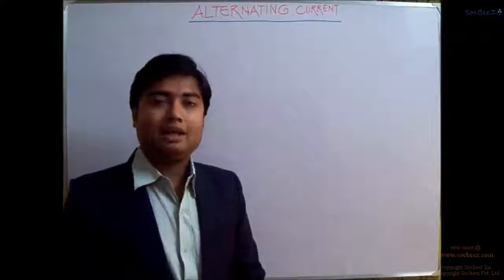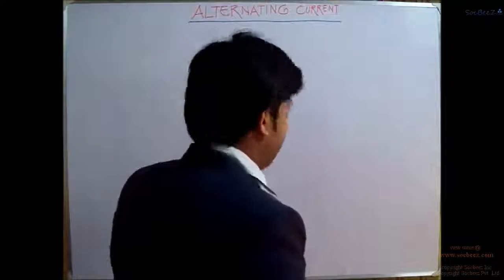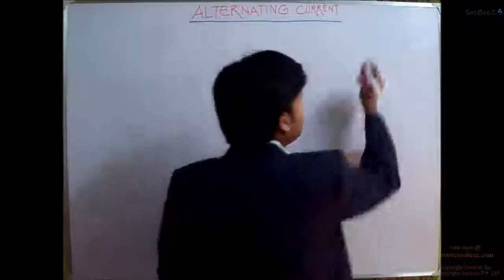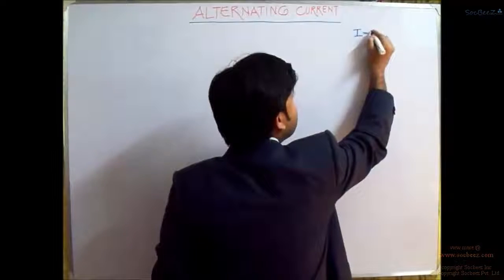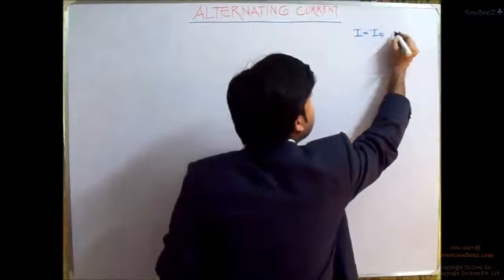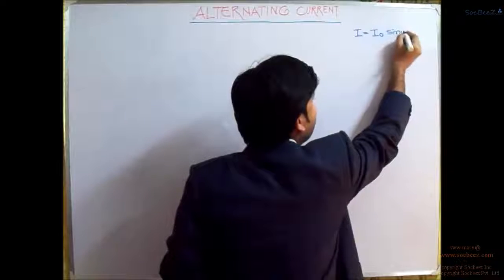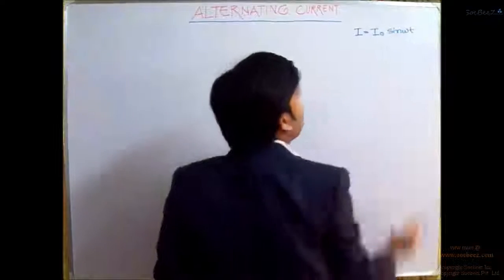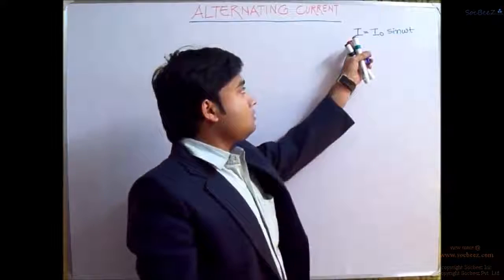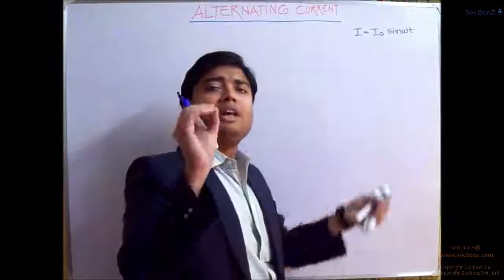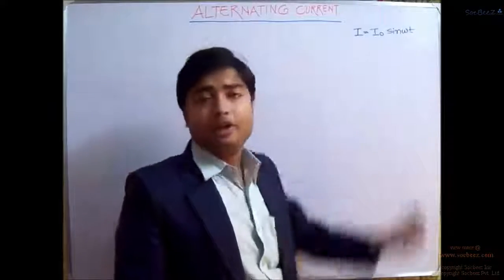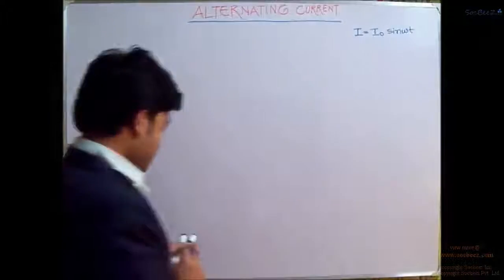Hello and welcome to today's physics lecture, in continuation to the alternating current, where we have previously seen the mean value of an alternating current. Previously we know that I is equal to I naught multiplied by sine of omega t, where I is the alternating current value for a given time t, right?